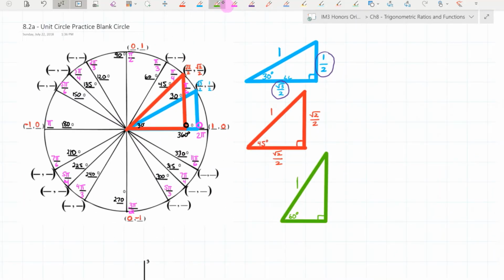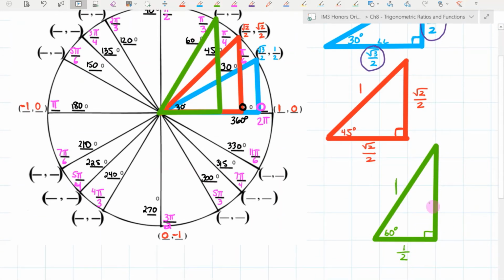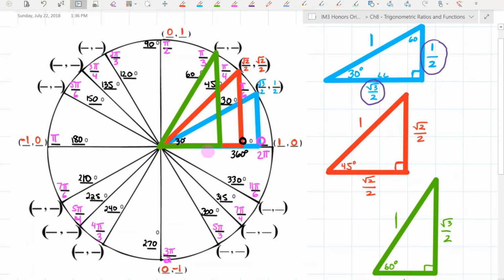Now let's do the 60-degree reference angle. All right, let's try this again. All right, so for the 60-degree triangle at the bottom, it's exactly like the first one, except the short leg is now on the x, and the long leg is on the y. So basically, you have exactly the same answers as your blue triangle, except for the short leg, 1/2, and then the long leg, radical 3 over 2. So that covers the xy points in the first quadrant.